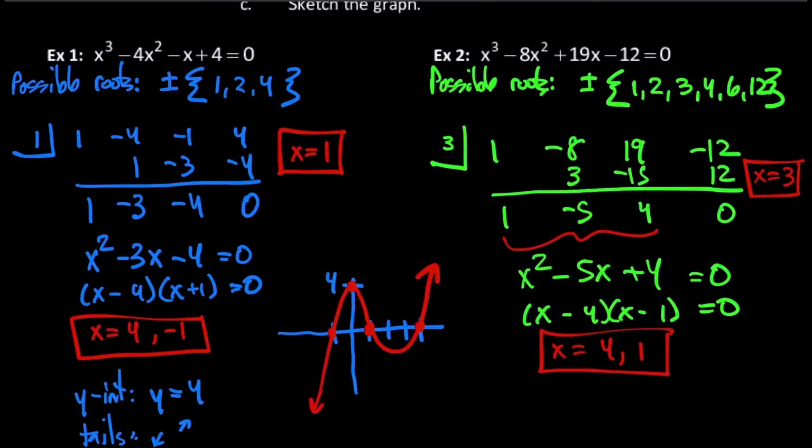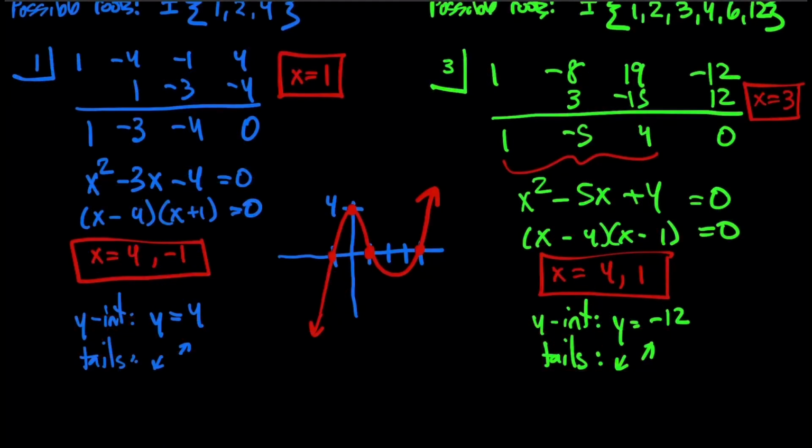To continue sketching, I need a y-intercept. Y equals, remember it's pretty easy, it's right there, -12. Tails, what do we have? We have another positive odd, so it's going to look like that. So 1, 2, 3, 4.